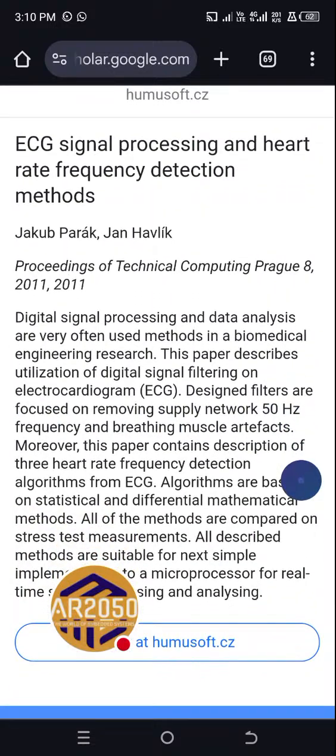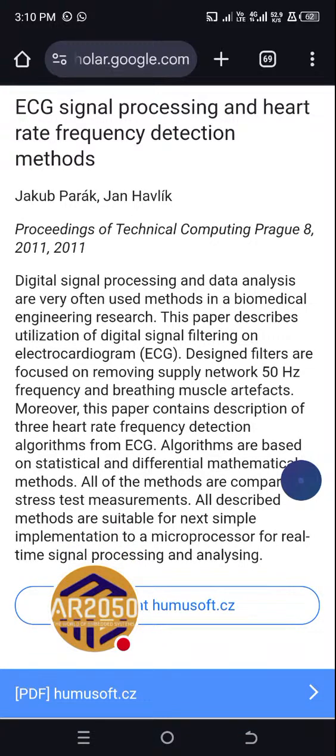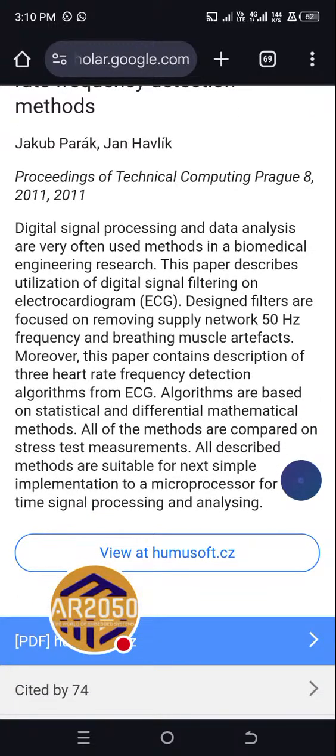Next, moving on to the next paper, the ECG signal processing and heart rate frequency detection method. As you can see, digital signal processing and data analysis are very often used methods in biomedical engineering research. This topic is specifically for the biomedical engineering field, but if you are working in the signal processing, digital signal processing research field, this could also be a common problem you can work on. The paper described utilization of digital signal filtering on electrocardiogram.